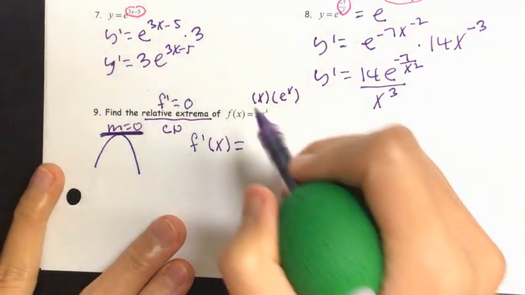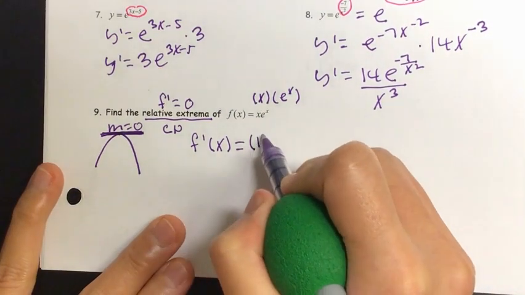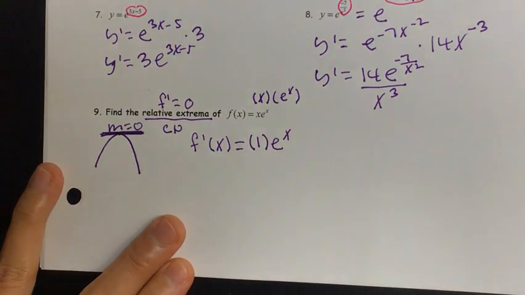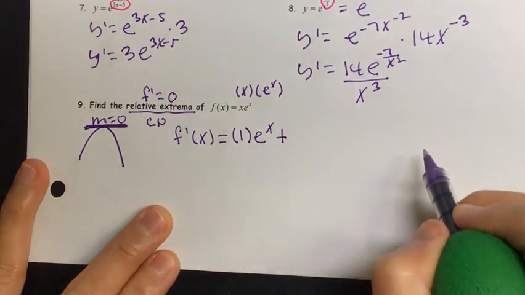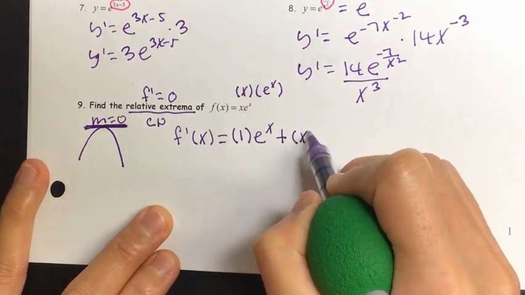Oh, wait, you're right. We derive. Derivative of x is 1, and you copy the next one as it is. What operation separated product rule? Addition. And then we keep the first one.